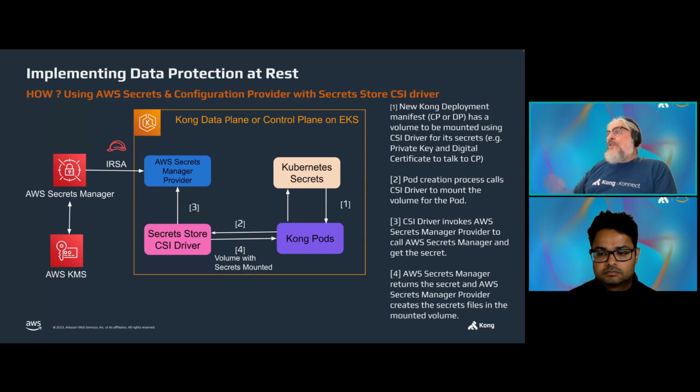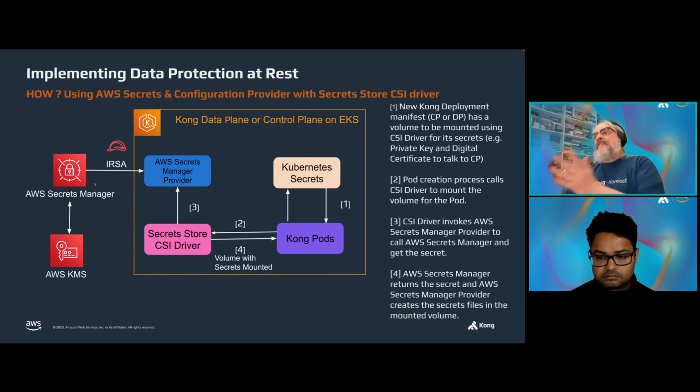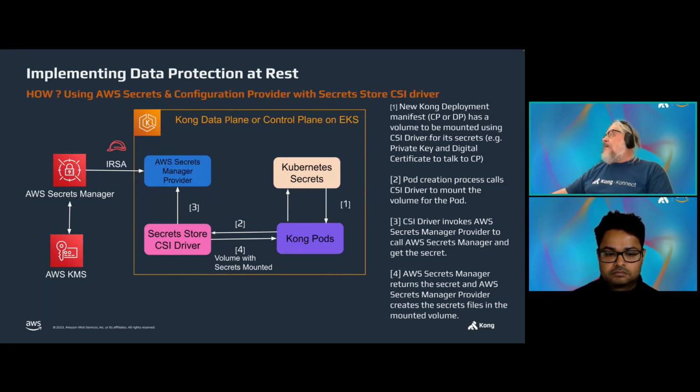The thing is, you're going to externalize this pair using the Secrets Manager. And then you have to have something in the middle to map the pair you have stored in Secrets Manager to the Kong deployment. The something in the middle is the Secrets Store CSI driver. At the end of the day, the Secrets Store CSI driver is abstracting the Secrets Manager from the Kong deployment perspective. So step number 1, you're going to apply a manifest YAML file for a Kong control plane or data plane deployment.